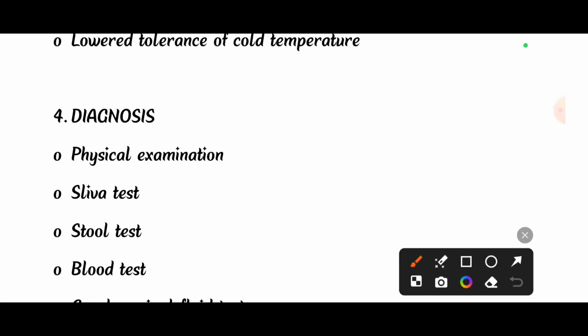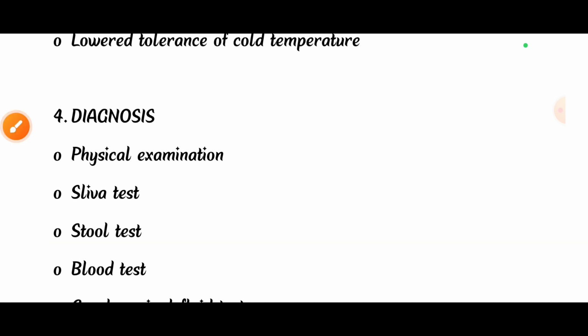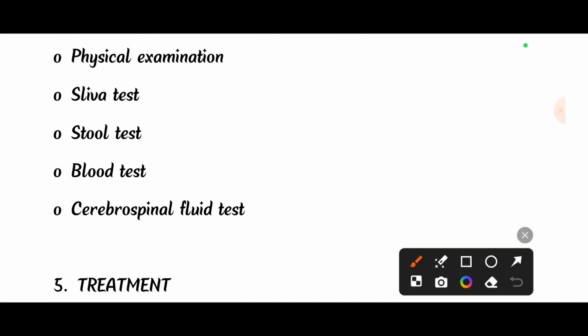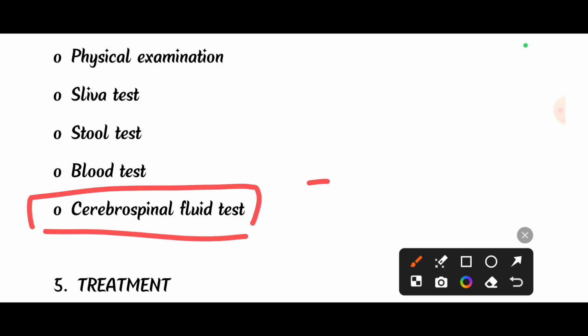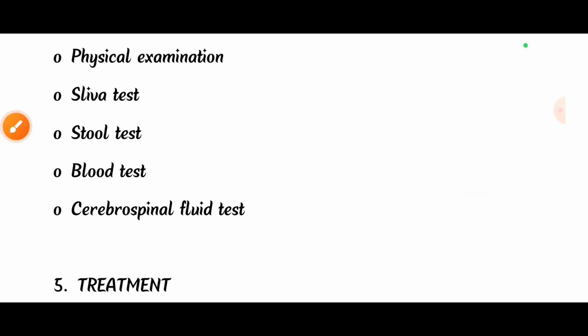Now we talk about diagnosis, how to diagnose a polio patient. First of all we diagnose with physical examination, then we go for saliva test, stool test, and blood test. Lastly we go for the cerebrospinal fluid test, the CSF test.